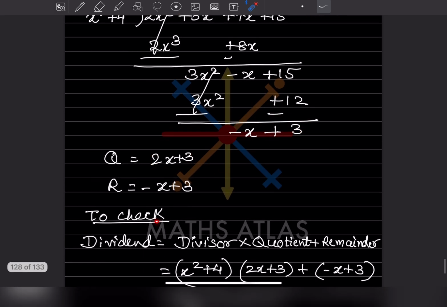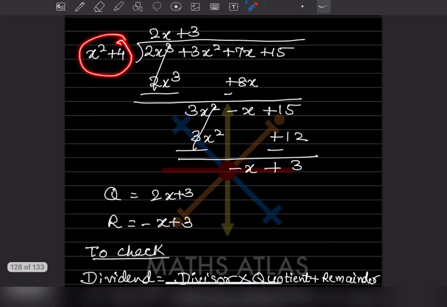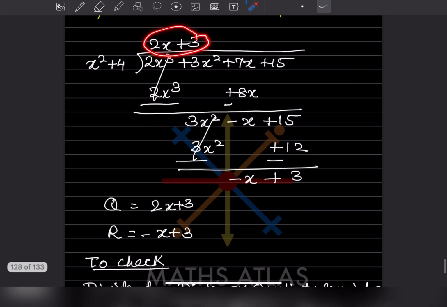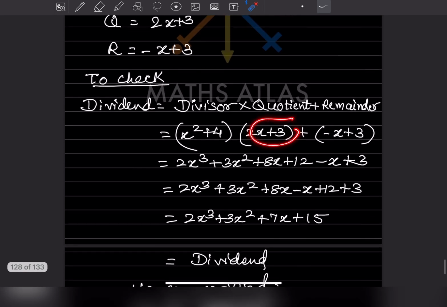So you are going to check. So dividend is divisor into quotient plus remainder. So the divisor is x square plus 4. And the quotient is 2x plus 3. And the remainder is minus x plus 3.